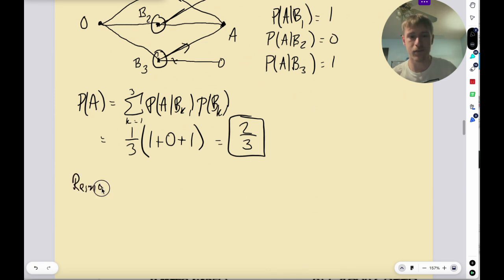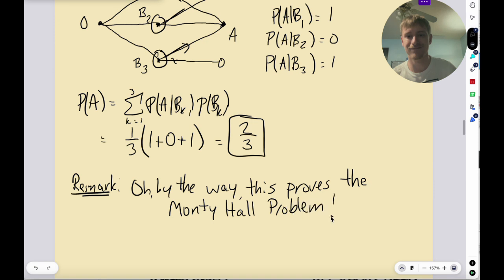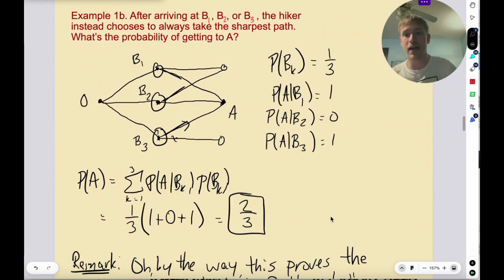Remark, oh, by the way, this proves the famous Monty Hall problem. So, if you're unfamiliar with the Monty Hall problem, a game show host has 3 doors, and behind 2 of the doors, he puts goats or zonks or whatever, and behind the other, he puts a fabulous prize.